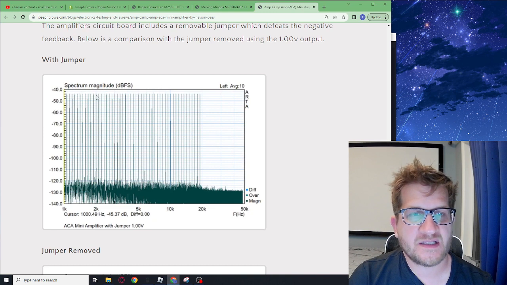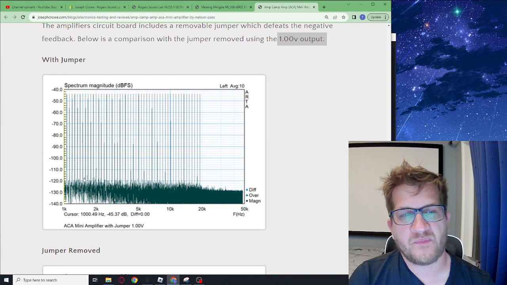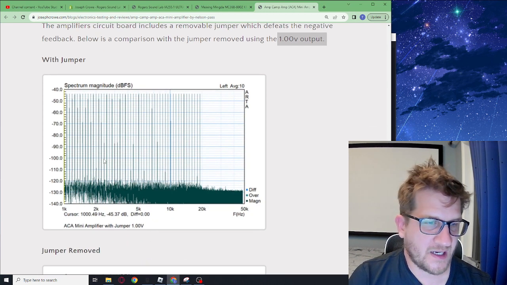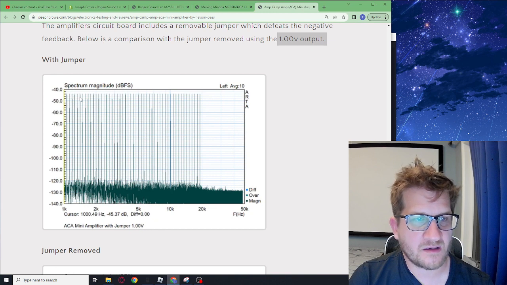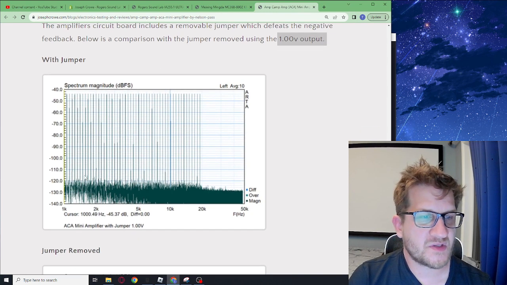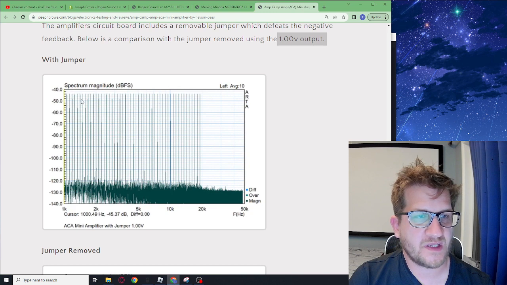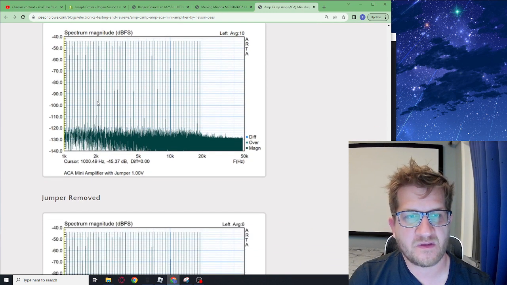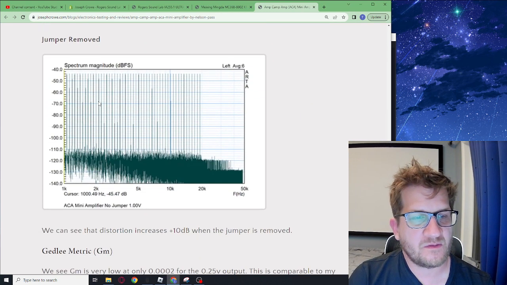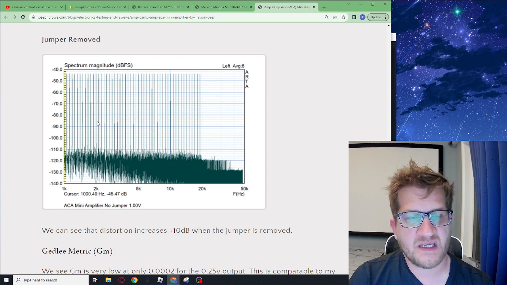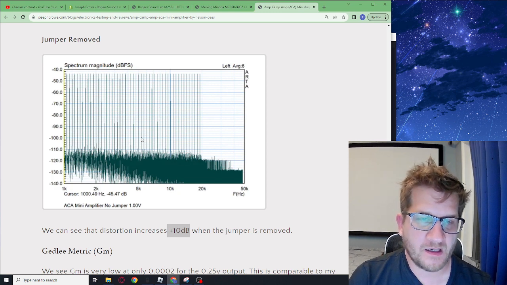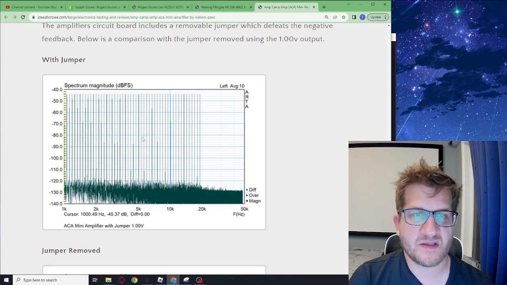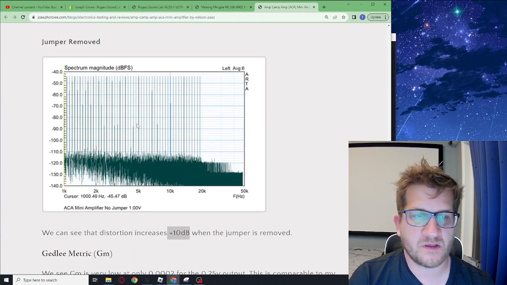And so here you can see the 1 volt output from the amplifier with the jumper in place. You can see here that we have, counting it there, I didn't actually write it in, so just the 1, 2, 3, 4, 5, 6, 7, 8. So we have about 76 dB of dynamic range with the feedback in place. And then when we remove the jumper, we see the intermodulation distortion rise by 10 dB. So clearly the jumper should be used if you're looking for the lowest distortion.